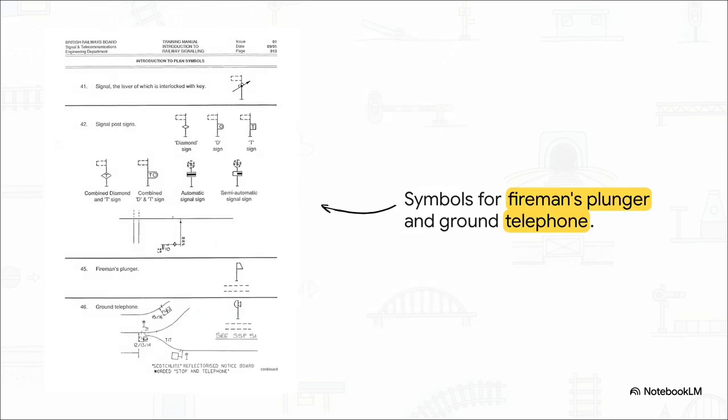Now, it's definitely not all high-tech lights. These plans are literally littered with highly specific, kind of oddly named historical components. For instance, look at symbol number 45, the fireman's plunger. It's this wonderful relic of the steam era. It was a physical plunger that a locomotive fireman would use to alert the signal box of their train's presence. And just below it, symbol 46, you've got the ground telephone. That was a literal lifeline, allowing a stranded driver to speak directly to the signalman.